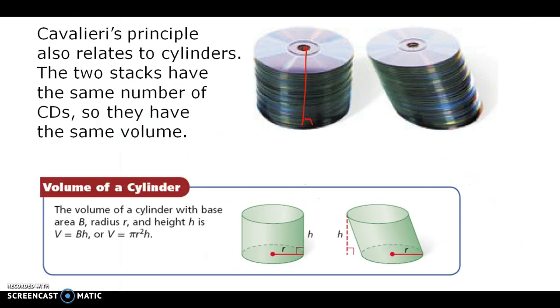For cylinders, we still have base times height, but what's the base area for a cylinder? For any cylinder ever, what shape is the base? It's a circle, so the area of a circle is pi r squared, and then you multiply it by the height. Does it matter if it's a right cylinder, or if someone kind of sat on it and moved it over a little bit? Doesn't matter. Cavalieri's principle tells us that as long as they have the same height, it's going to be base times height.